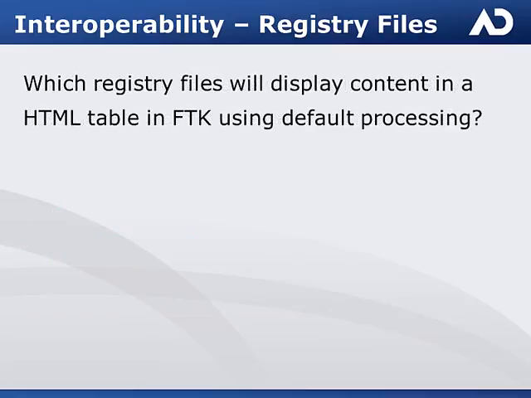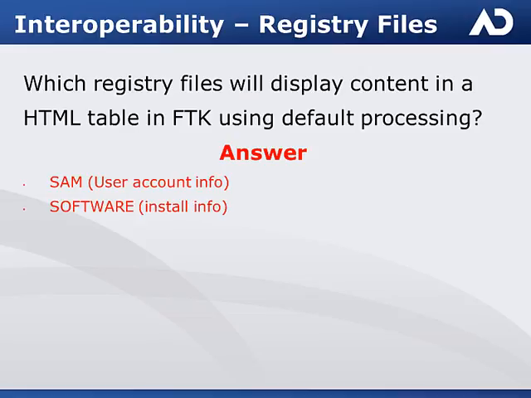Which registry files will display content in an HTML table in FTK using default processing? And the answer, the SAM file will show user account information, the software file will show installation information such as registered organization, registered owner, and the system file will show time zone information.